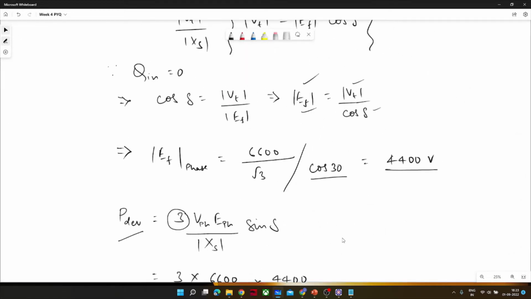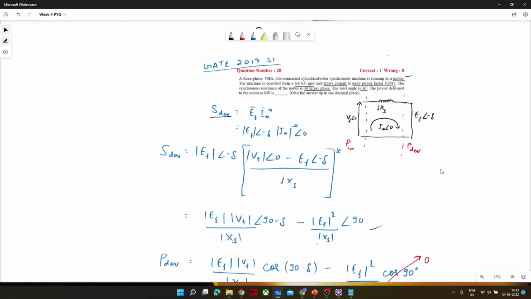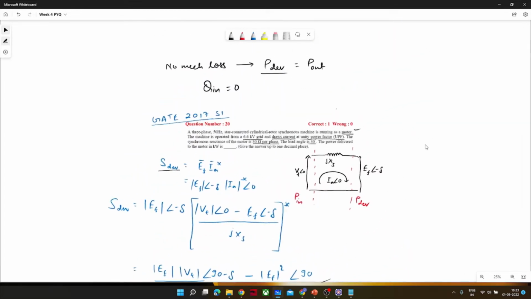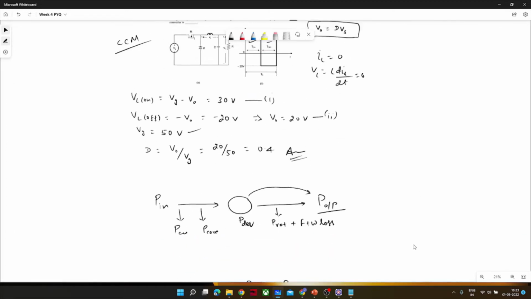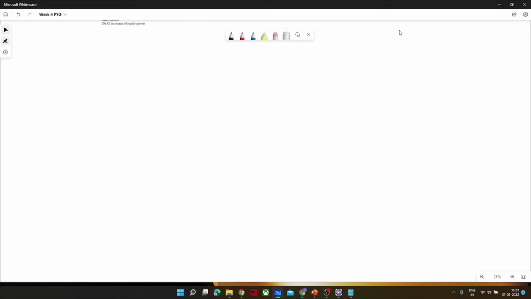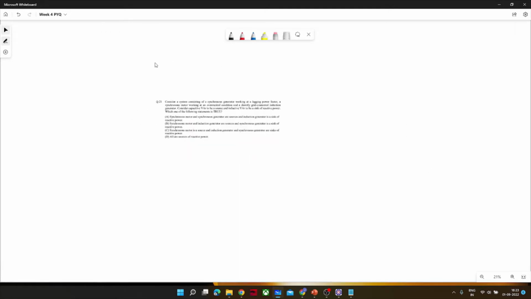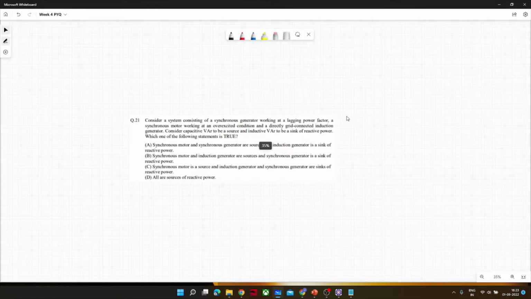Great, thanks. So I should move ahead now with another problem. One last problem based on this synchronous motor and generator.